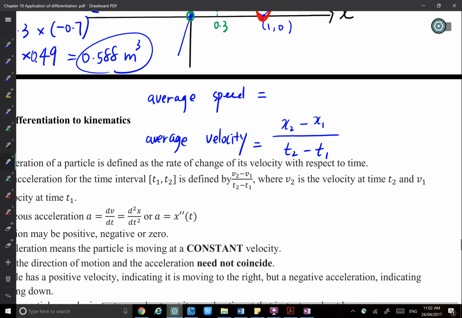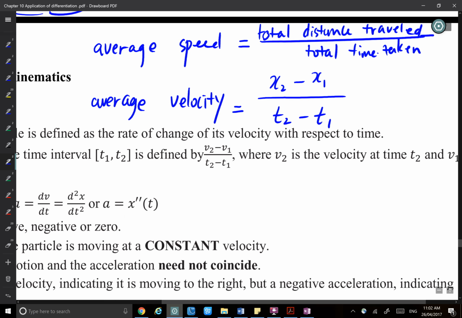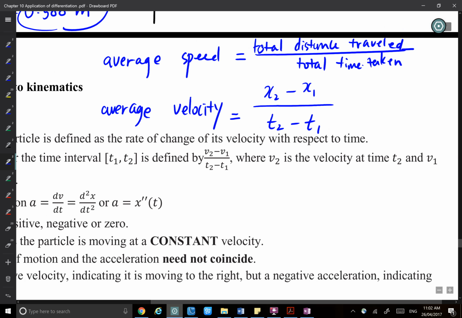And average speed will be the total distance traveled divided by the total time taken. So what's the difference between the first one and the second one?